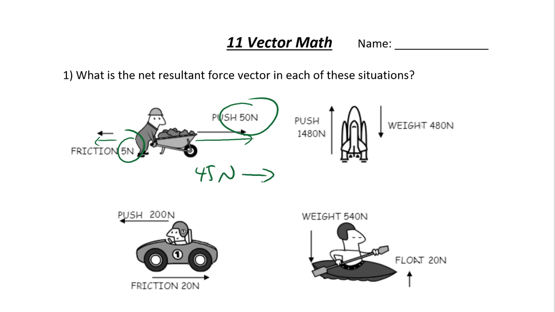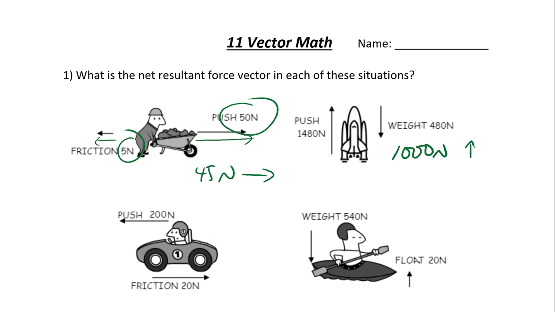Here we've got a rocket ship. You've got 1,480 newtons going up, which is pretty pathetic for a rocket ship. And the weight holding it down would be 480. So you've got 1480 going up, you've got 480 going down. That would leave you with only 1,000 newtons going up. So that would be those 2 put together.